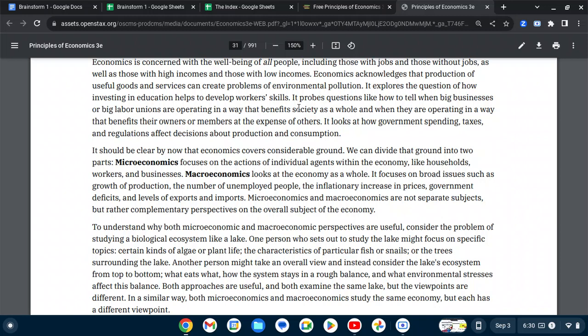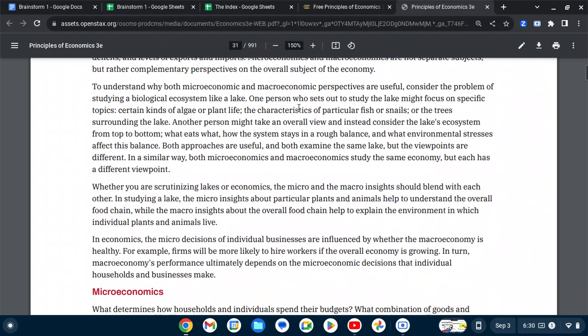It should be clear by now that economics covers considerable ground. We can divide that ground into two parts. Microeconomics focuses on the actions of individual agents within the economy, like households, workers, and businesses. Macroeconomics looks at the economy as a whole. It focuses on broad issues such as growth of production, the number of unemployed people, the inflationary increase in prices, government deficits, and level of exports and imports. Microeconomics and macroeconomics are not separate subjects, but rather complementary perspectives on the overall subject of the economy.